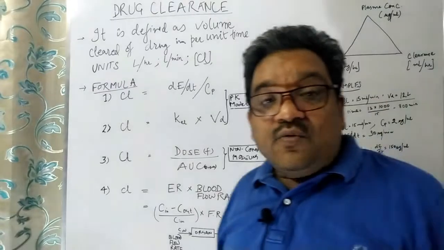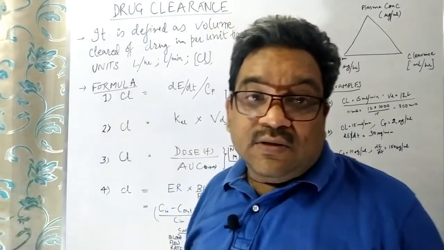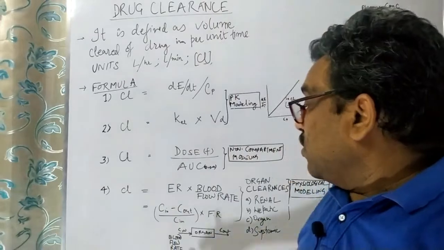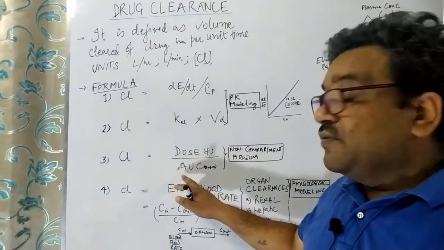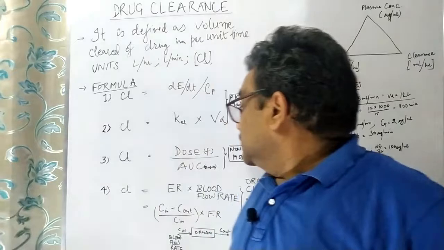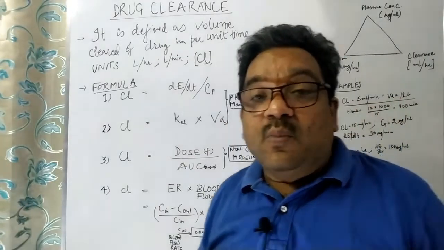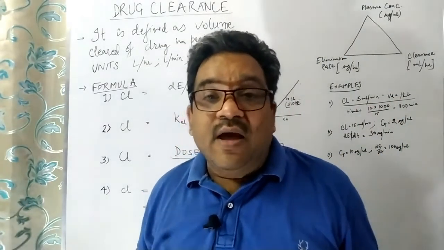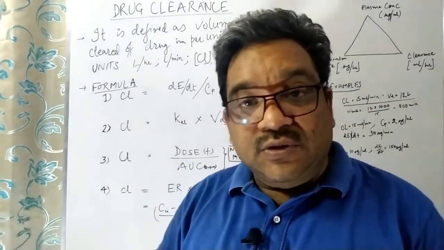Another way to express clearance is using non-compartment modeling, which is basically the ratio of the bioavailable dose divided by the AUC 0 to infinity. It is calculated by non-compartment modeling. So how do we calculate the AUC? I have made a video on that, which is given.